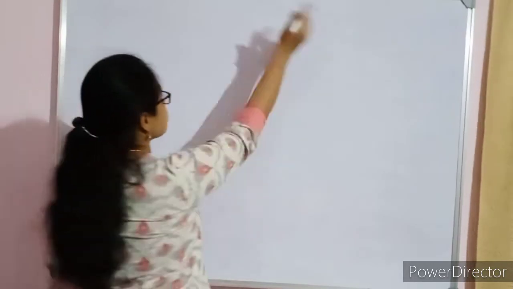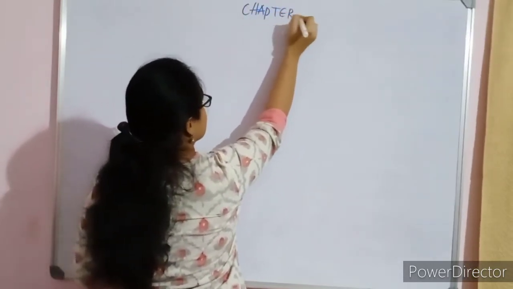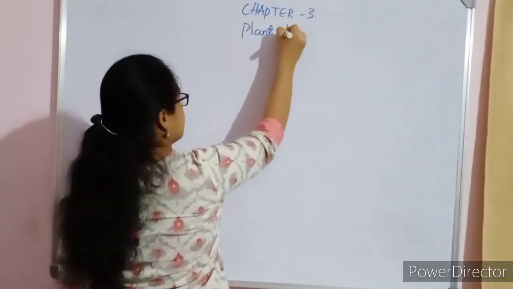I'm Chaitana. So today I'm in front of you with another new chapter called Plant Kingdom, which is the third chapter in the first PU. So chapter 3, that is Plant Kingdom.